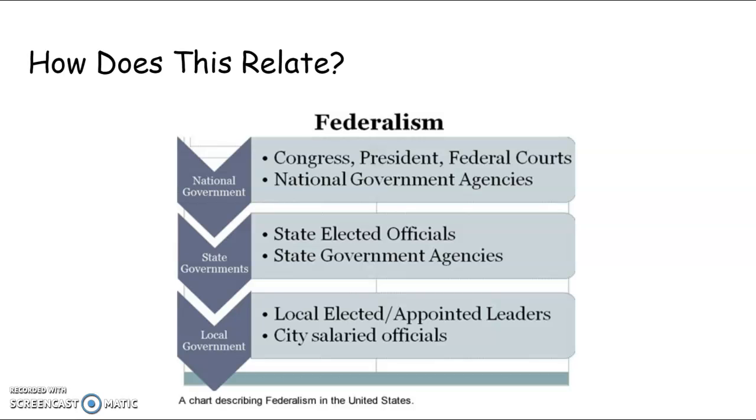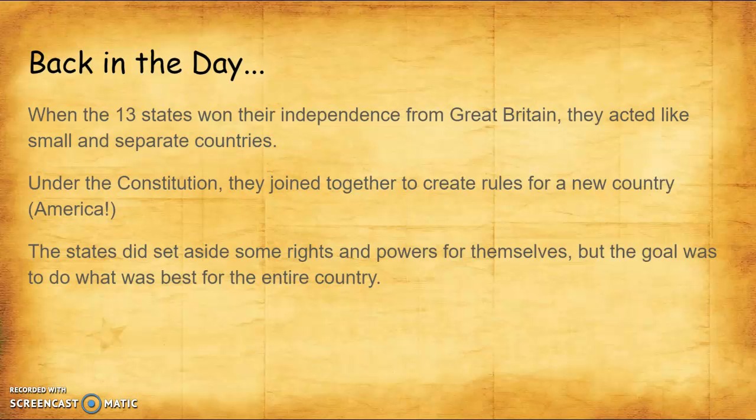We're going to look more in depth at the state and local governments and how they are similar and different and how they share their powers or they have their own powers. So back in the day when the 13 states won their independence from Great Britain, they acted like small and separate and independent countries. However, under the Constitution, they joined together to create rules for a new country, which is the United States of America.